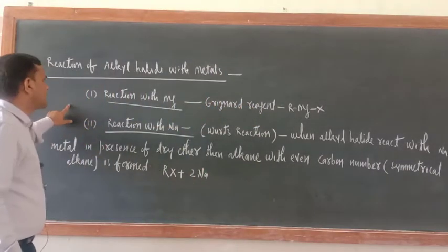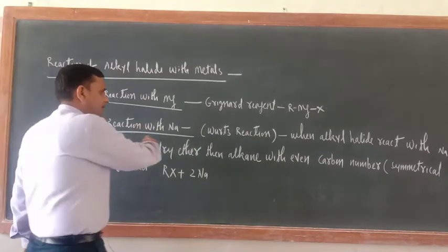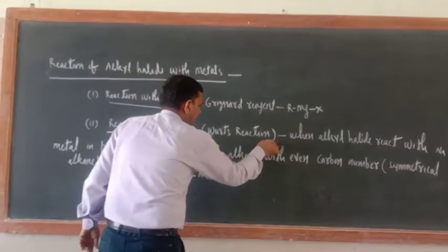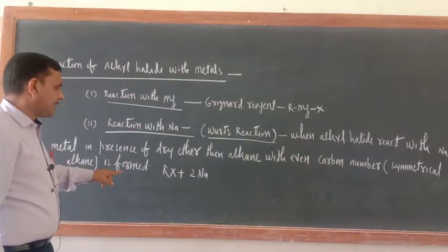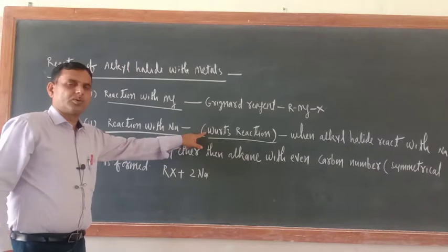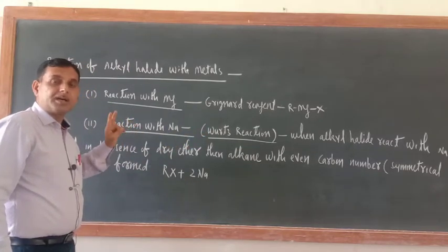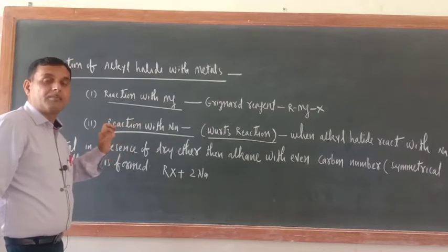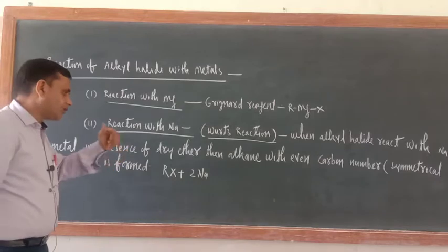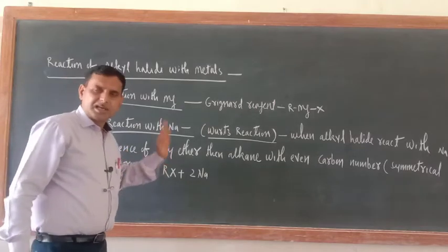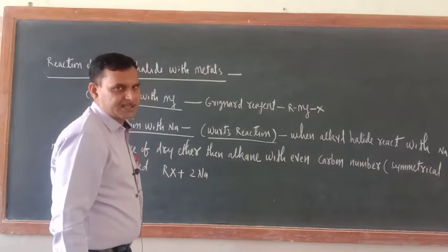The second reaction is the reaction of alkyl halide with sodium. This reaction is known as Wurtz reaction. When alkyl halide reacts with sodium metal in the presence of dry ether, that reaction is known as Wurtz reaction. And what is the product? The product is an even number carbon containing alkane. A symmetrical alkane is the product. How does the reaction take place? Last year I also taught this, in the method of preparation of alkanes.